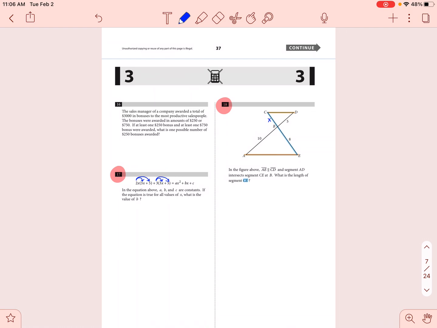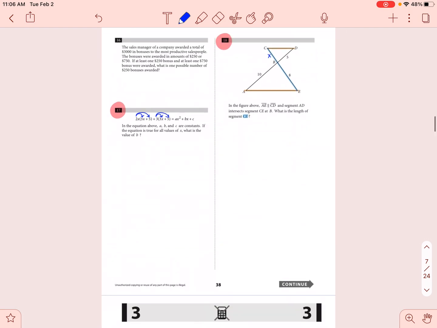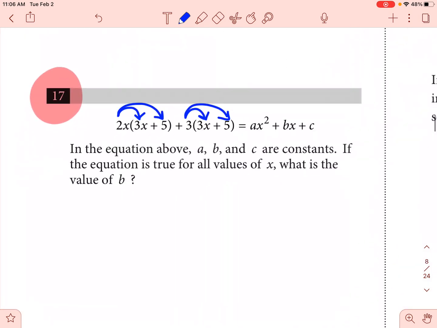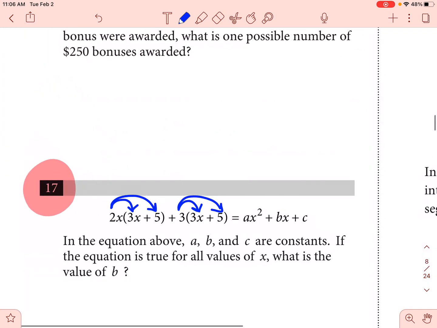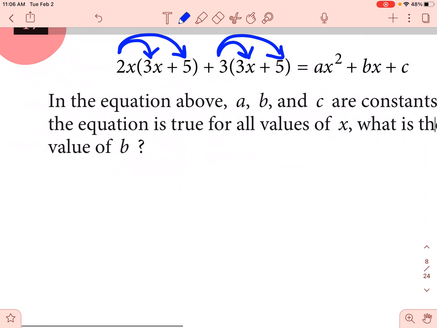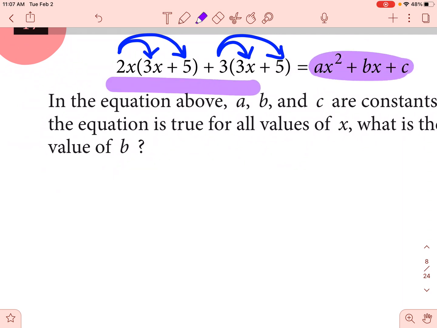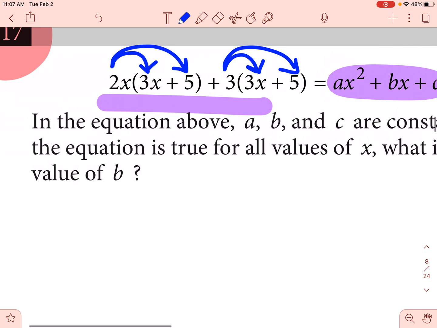Okay, last two. These are the grid-in questions, the short answer. Love the first one. Number 17 is the first one I'm going to go over. Basically, it's saying, hey, here's an expression, and if this is equivalent to the standard form of a quadratic, give me the value of b. So really all you have to do is just distribute and combine like terms.